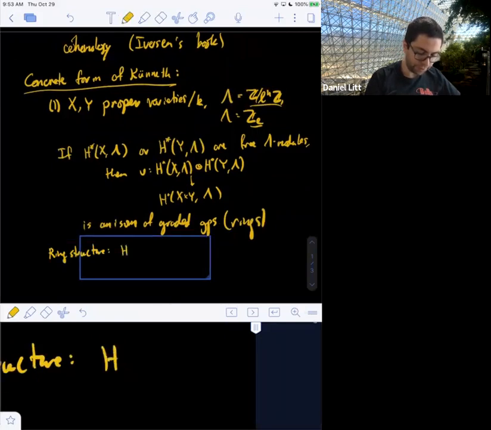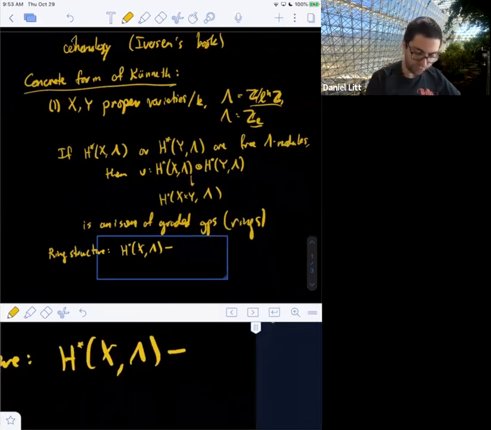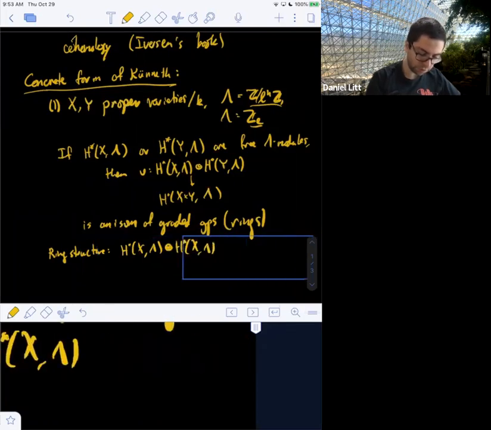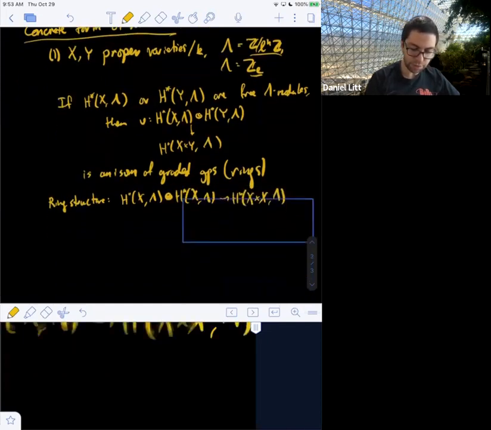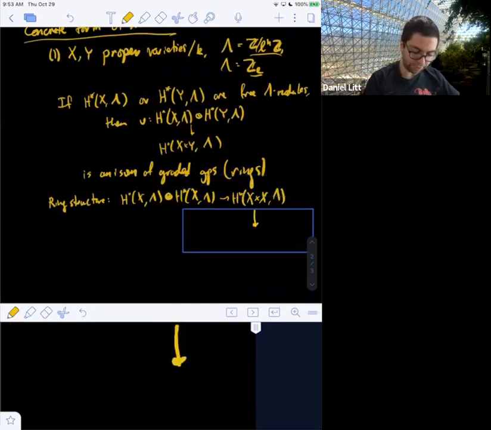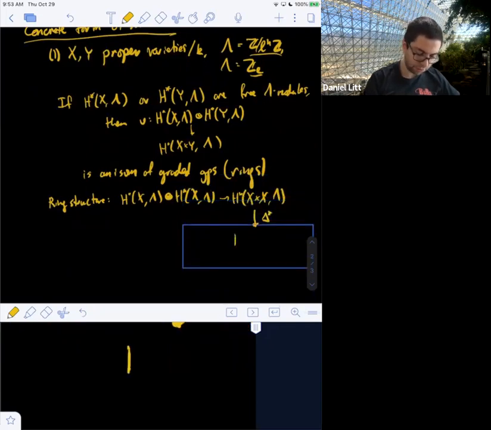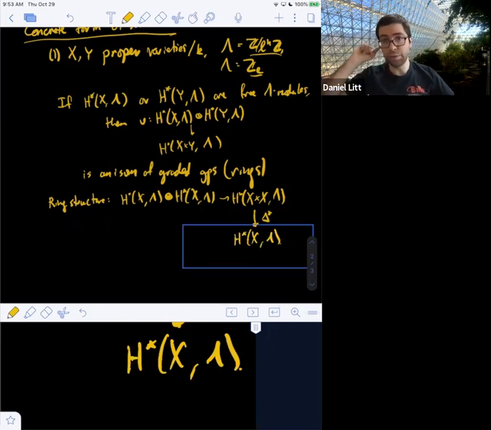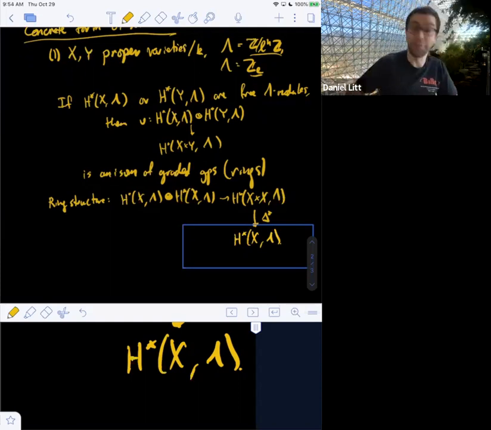Well, there's a map H^*(X, lambda) tensor itself to H^*(X times X, lambda), right? We've just made that. That's the cup product, and now we can pull back via the diagonal map. Again, it's not totally trivial that this is actually a ring map, but you can check it in Čech cohomology, for example. In fact, it's formal from the properties of the cup product, but we haven't really developed those properties yet.